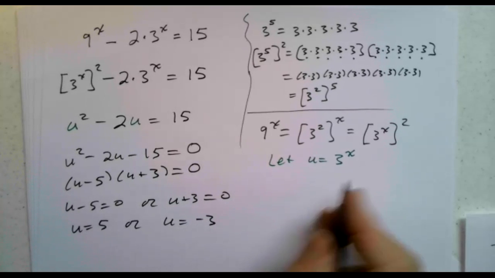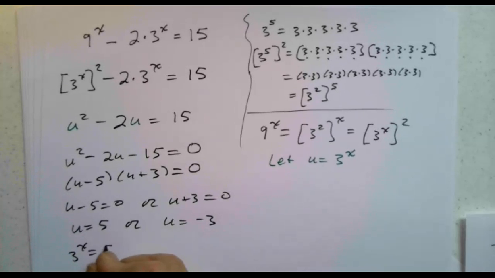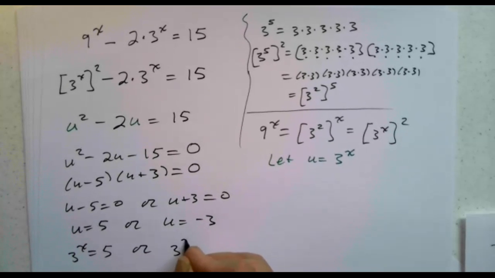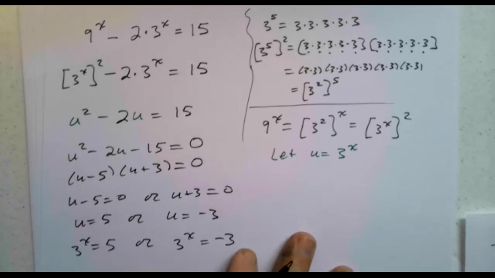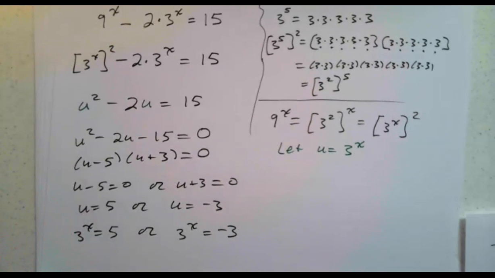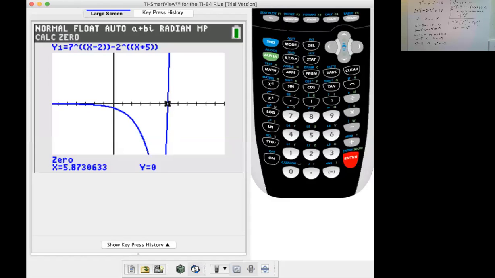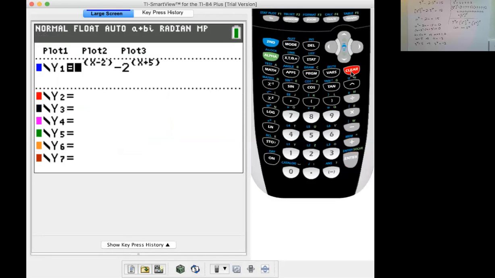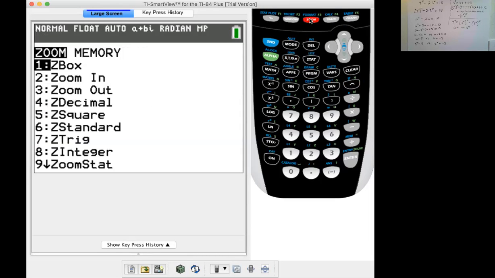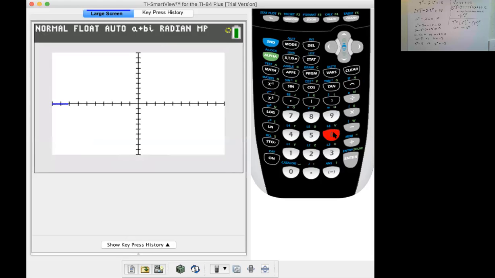But what is u? U is 3 to the x. So 3 to the x equals 5, or 3 to the x equals negative 3. But is 3 to the x ever equal to negative 3? Is 3 to the x ever equal to 5? Let's take a look at the graphing calculator. Let's call it 3 to the x. And I will go with zoom standard maybe this time. And you're looking at the graph of 3 to the x.